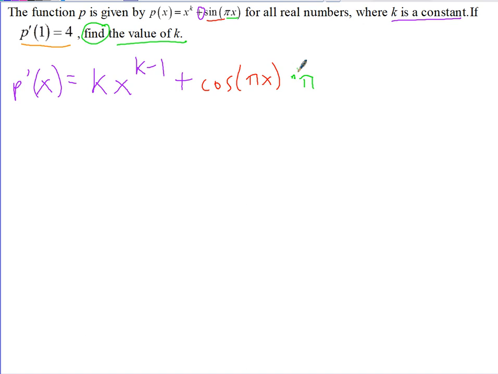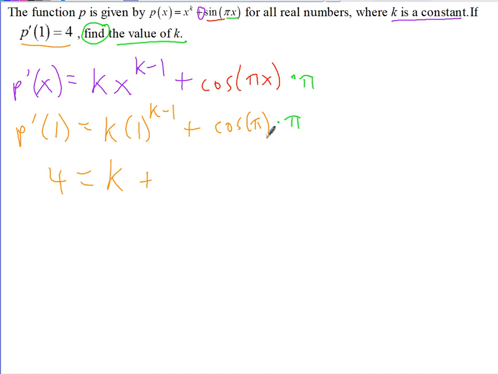And then we've got this point, the derivative at 1 has to equal 4. So we can plug that in. Plus cosine of, and you plug in 1 for x, that's cosine of 5. So you plug in 1, and notice we know that p prime of 1 equals 4. So here you have to use a special property. 1 to any power is always 1. So that's just 1 times k. So that's 1k. And then cosine of pi is negative 1. So actually, minus pi.